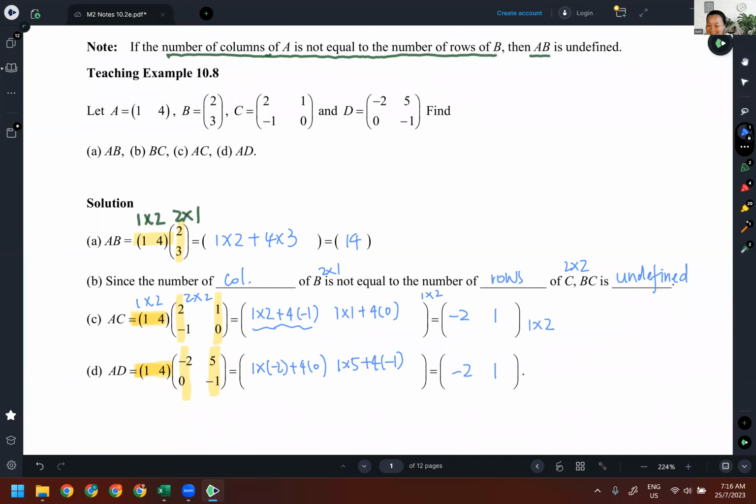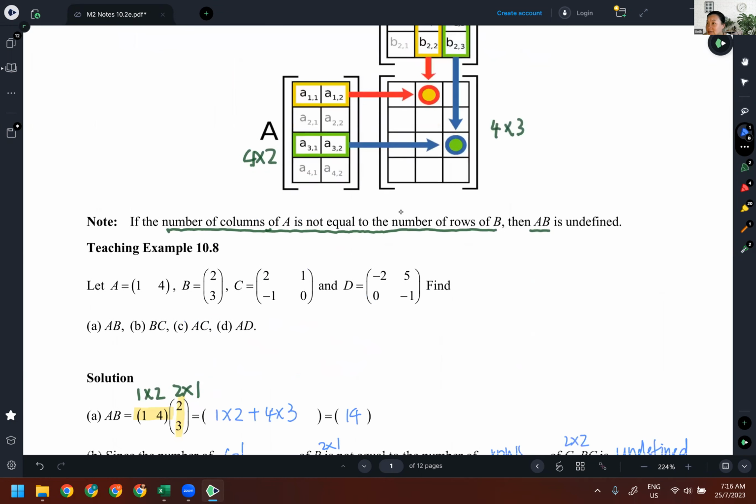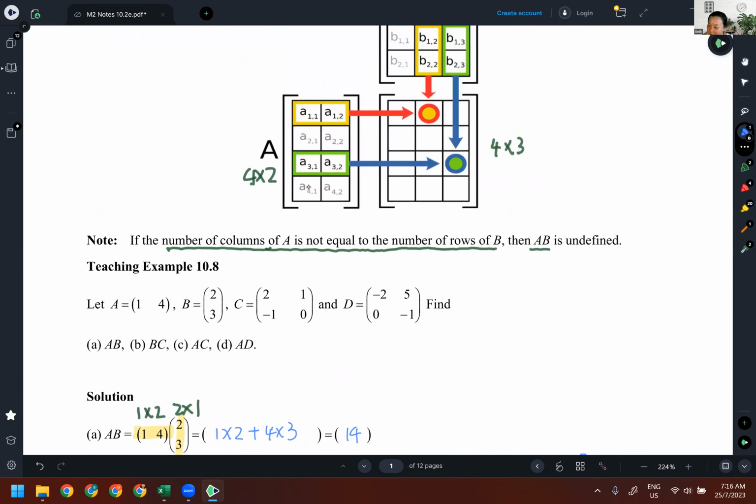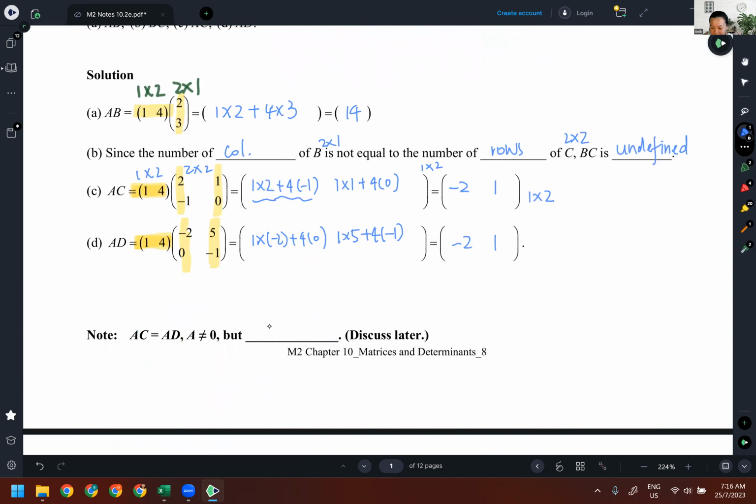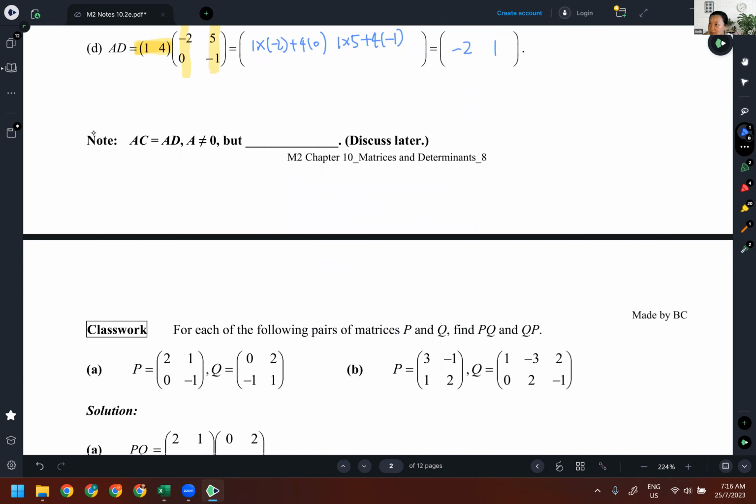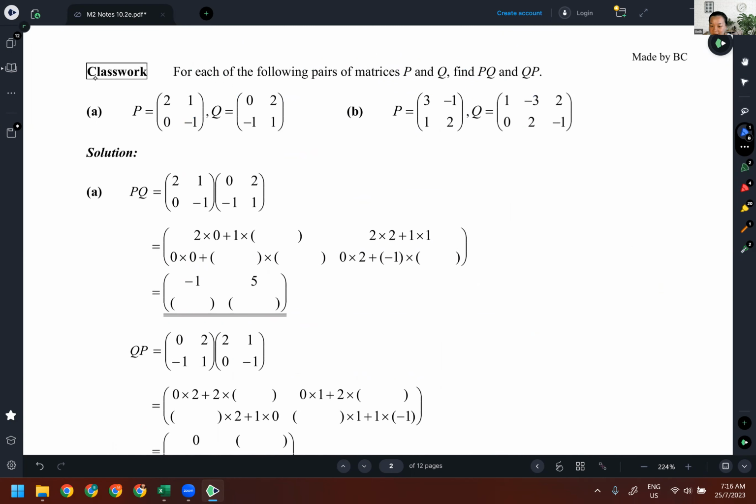Is it okay? Now, this definition of multiplication is obviously very difficult, very complicated. But I think if you try to follow and do some exercises, you will get it. So next page. Now this note we will discuss later. Next page, can we practice the classwork?